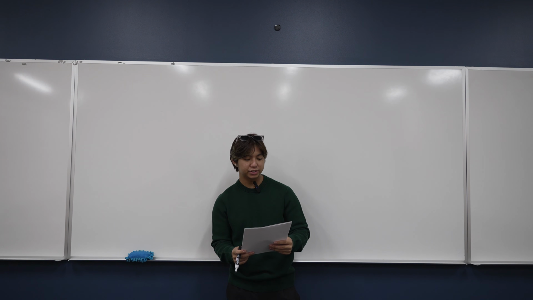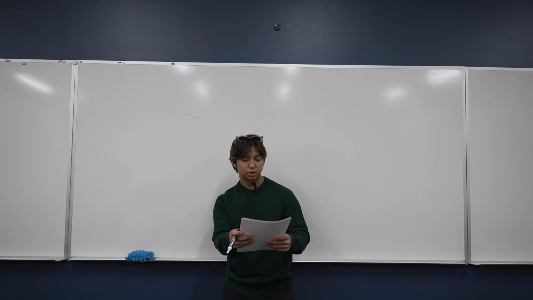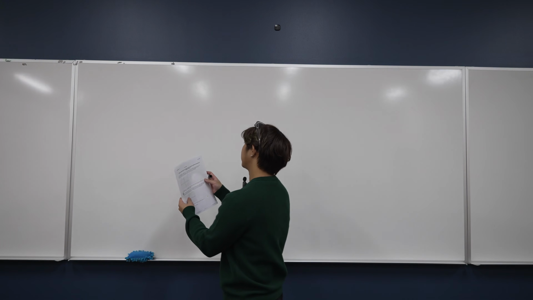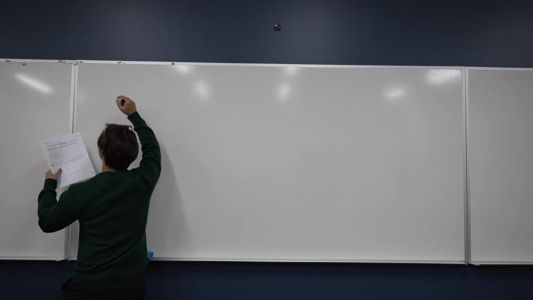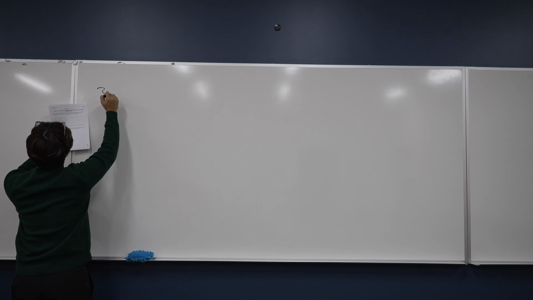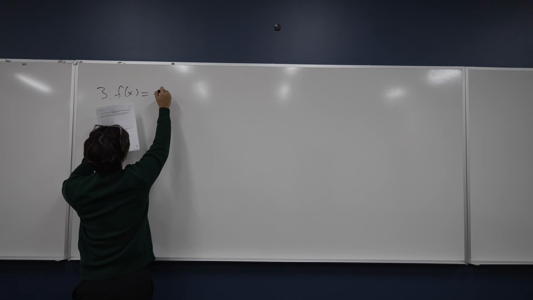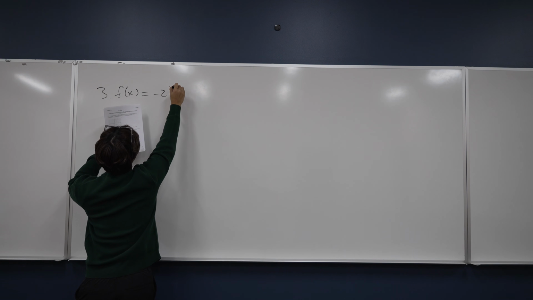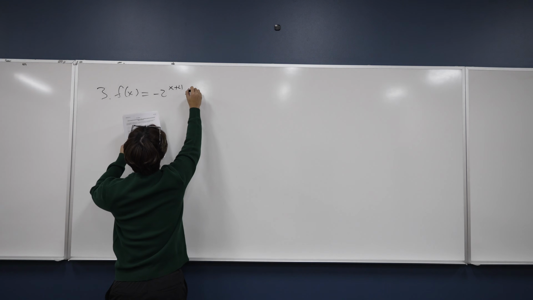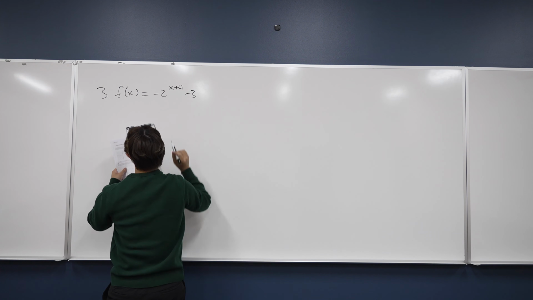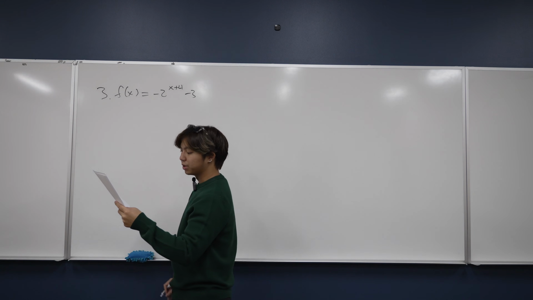All right, so we're starting out with a bit of a banger here. So this is chapter 6, second page, question 3. So we're going to start off with graphing here, because somehow this is one of the first questions we have. So, question 3, we have f of x is equal to negative 2 to the x plus 4 power minus 3.